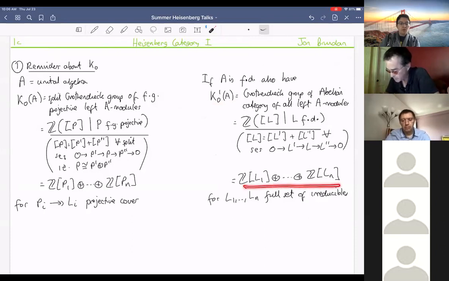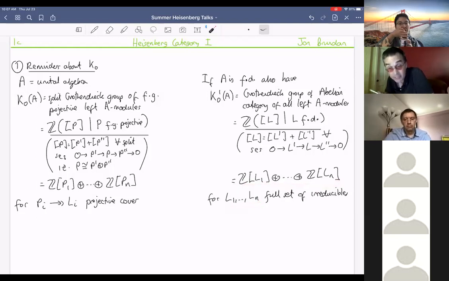It's just got a basis. It's a free Z module with basis given by the classes L1 through Ln, where those guys are just a full set of irreducible left A modules. Okay, so in this finite dimensional world, this is not a very rich invariant, this Grothendieck group. It's easy enough to understand.